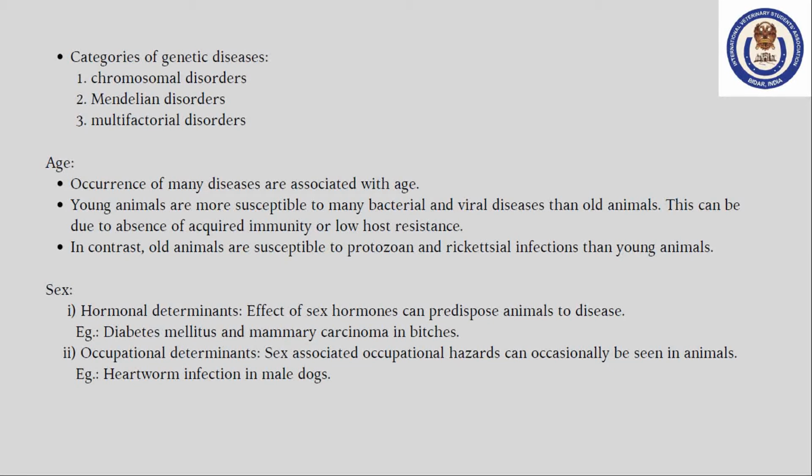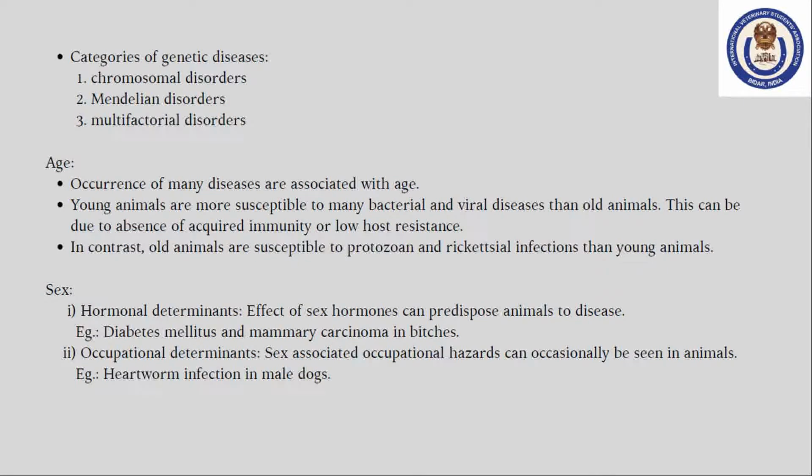Next are the sex determinants. There are four determinants in this. First is the hormonal determinant. Sex hormones can also affect the course of disease in an animal. Like diabetes mellitus can be seen more in bitches than in the dogs because of the increased insulin requirements during the estrus. And mammary carcinoma is less in neutered bitches than in the normal bitches because of the effect of estrogen on the tumor.